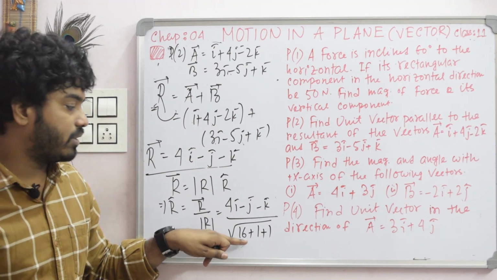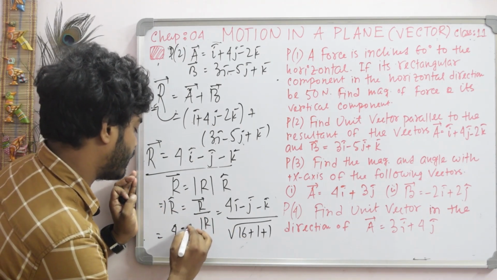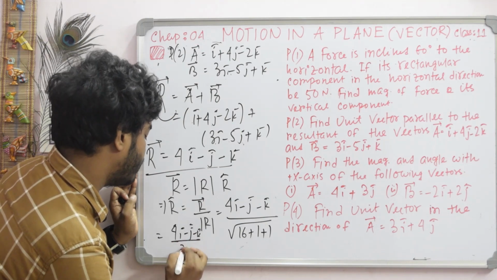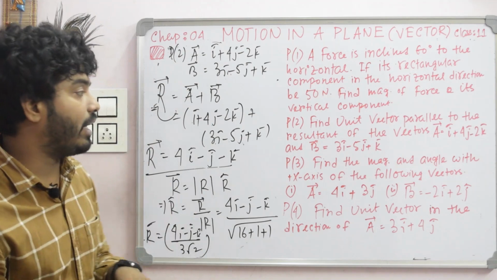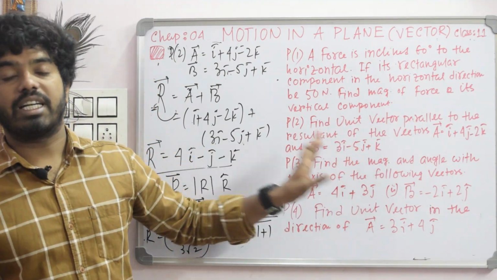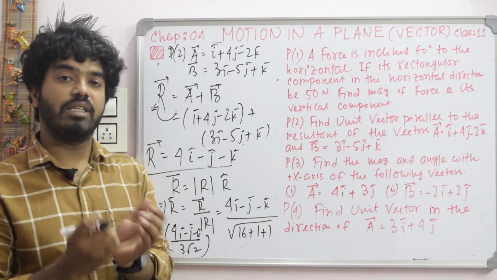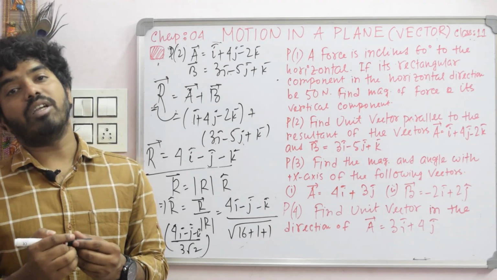That means you can say this one will be 4 i cap minus j cap minus k cap divided by 3 root 2. So this is our unit vector which is parallel to the resultant of a and b. That means here you have to find out at first the resultant of a and b, then you have to find out this resultant's unit vector.